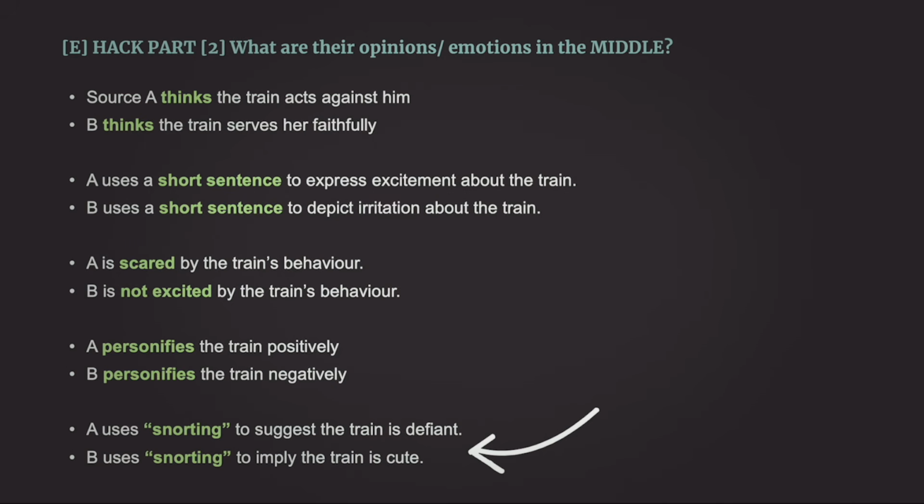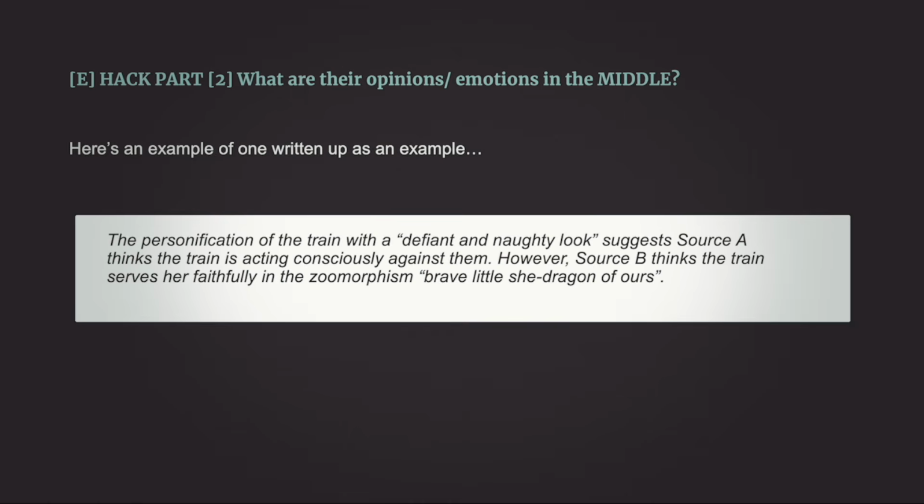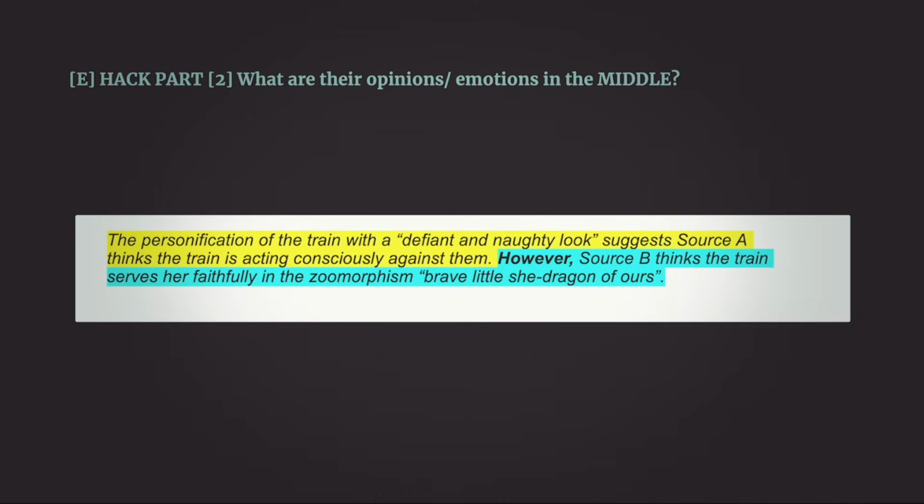Here's an example of one of the above written up as a paragraph. The personification of the train with a defiant and naughty look suggests source A thinks the train is acting consciously against them. However, source B thinks the train serves her faithfully in the zoomorphism, "brave little she-dragon of ours." Remember, question 4 doesn't actually ask for techniques. You just need to write about the writer's methods somewhere. Write 8 short paragraphs like these.